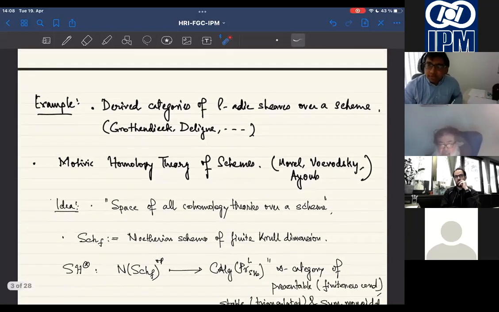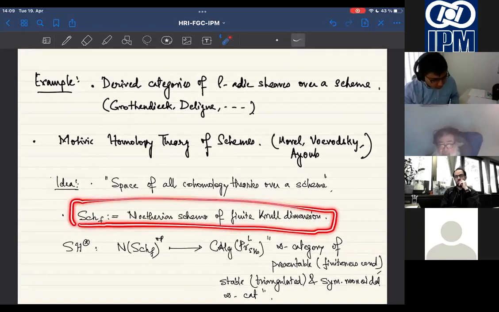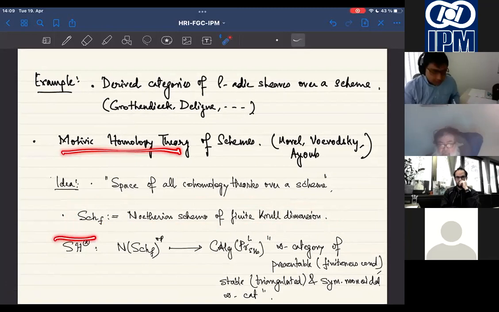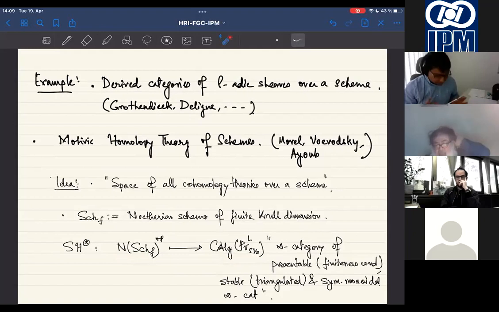And how it is defined: at first I consider schemes which are Noetherian and of finite Krull dimension. And this Motivic homotopy theory is written as SH, and this is a functor from schemes to a target, which I am writing in the language of infinity categories. If you do not know infinity categories, just forget that for the moment. Here you can just consider schemes, the category of schemes.